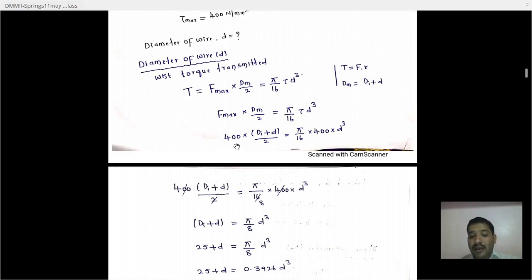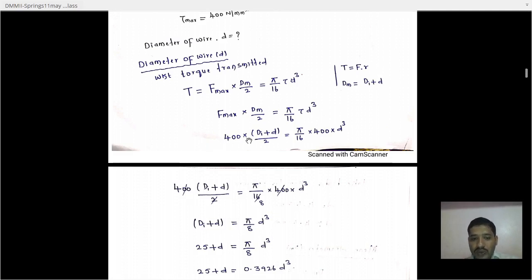How much is given here? 400 is given here, into the mean diameter. The mean diameter dm equals the inside diameter plus the diameter of the wire. Is it right? So we can represent it here as di plus d, and you need to divide by 2, equal to pi by 16 into the maximum permissible shear stress. How much is it? 400 is given in the problem, 400 into d cube.